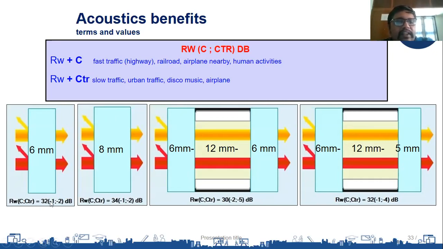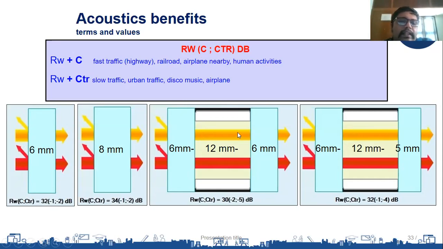use a correction factor. So there are two correction factors. One is a high frequency correction factor, which is C, and there is a low frequency correction factor, which is CTR. So for high frequency noise sources, you will have to use RW plus C. If you take 6 mm, it is 32 minus 1, which is 31 decibels, the reduction in high frequencies. In low frequencies, it will be 32 minus 2, RW plus CTR, which will give you 30 decibels. This is the amount of reduction you can achieve.